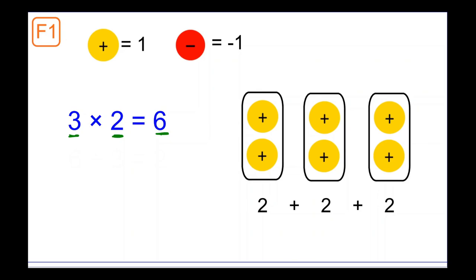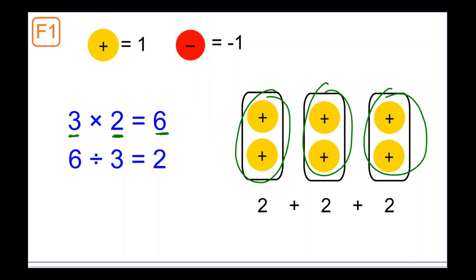Don't forget, though, that there's another interpretation of this picture. We could interpret it as a division. We could look at it as 6 yellow counters that have been divided into 3 groups of 2. And we would write that as 6 divided by 3 equals 2.